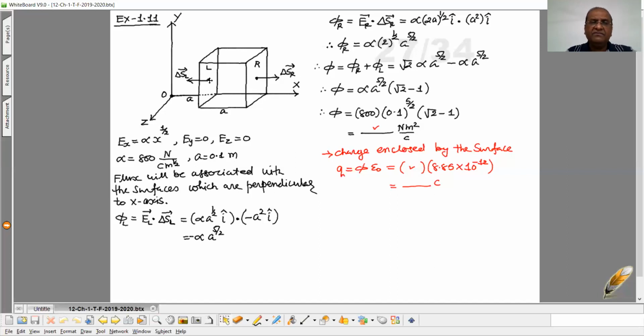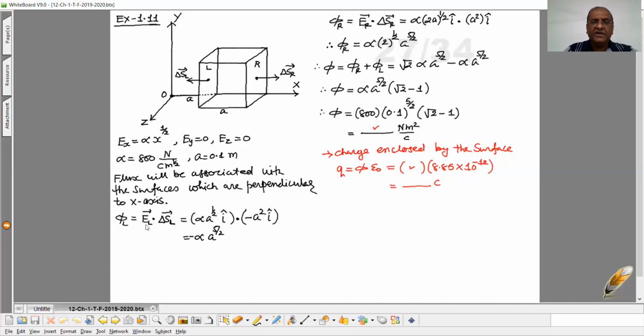Flux will be associated with the surfaces which are perpendicular to the electric field. For the surfaces which are parallel to the electric field, flux will not be associated with those surfaces. Now, the electric field is in the x direction, so we have to think about the surfaces which are perpendicular to the x-axis. So first we think about this particular left hand side surface, okay, this one, which is perpendicular to the x-axis.